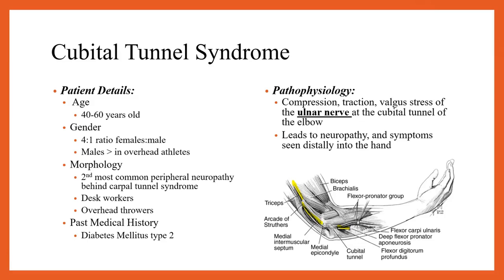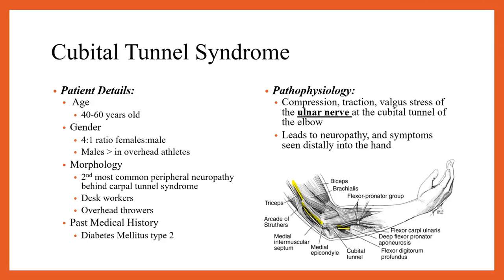Cubital tunnel syndrome is mainly seen in people that are age 40 to 60 years old. In terms of gender, we're going to see this 4-to-1 ratio, females to males. In males, though, it's going to be greater in overhead athletes because of baseball players. This nerve gets tractioned a lot with valgus stress, so you're going to see it more in baseball players as well. But the morphology, this is going to be the second most common peripheral neural issue, neuropathy, behind carpal tunnel syndrome. We'll get to carpal tunnel in the wrist later this term.